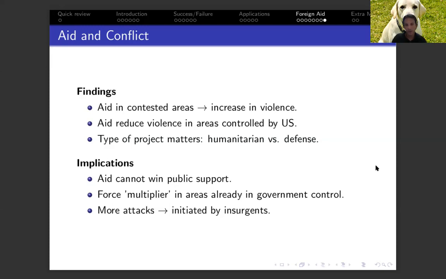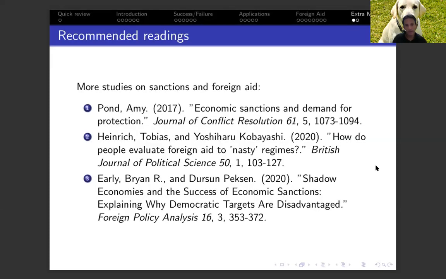Okay, so that finishes the discussion for today. There are a few more studies here if you're interested: economic sanctions and trade policy. This is work from Professor Pond, who was one of the professors here in our department, and a few other studies if you're interested.